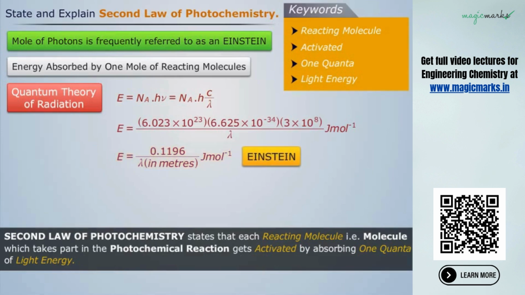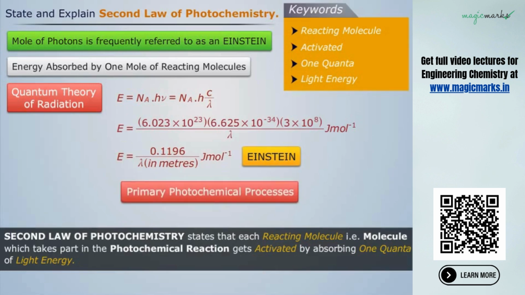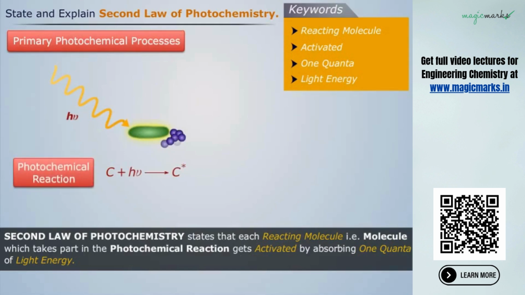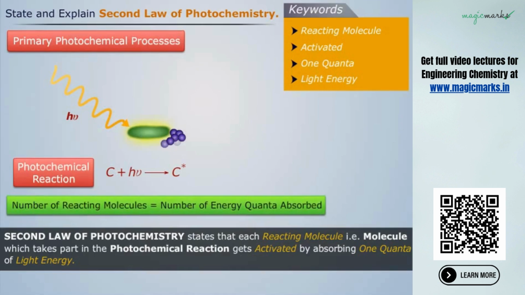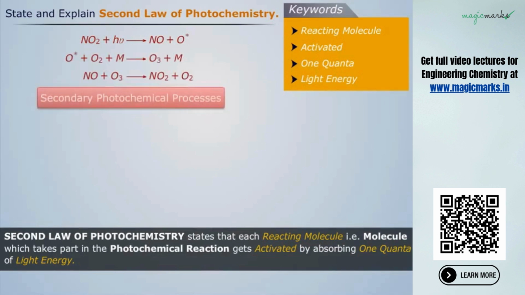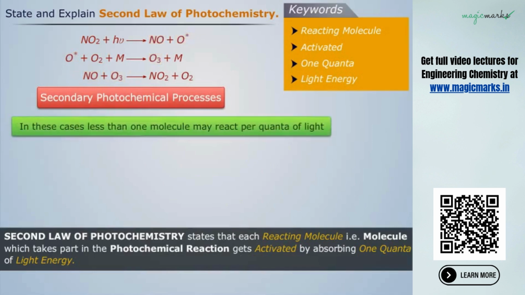But as stated earlier, this law is applicable only to the primary photochemical processes, where, as a result of primary absorption, only 1 molecule decomposes and the products enter no further reaction. In this case, the number of reacting molecules will be equal to the number of energy quanta absorbed. But in cases where an activated molecule photochemically initiates a sequence of thermal reactions, they are called secondary photochemical processes. Many reactant molecules undergo photochemical change. In some cases, less than 1 molecule may react per quanta of light.